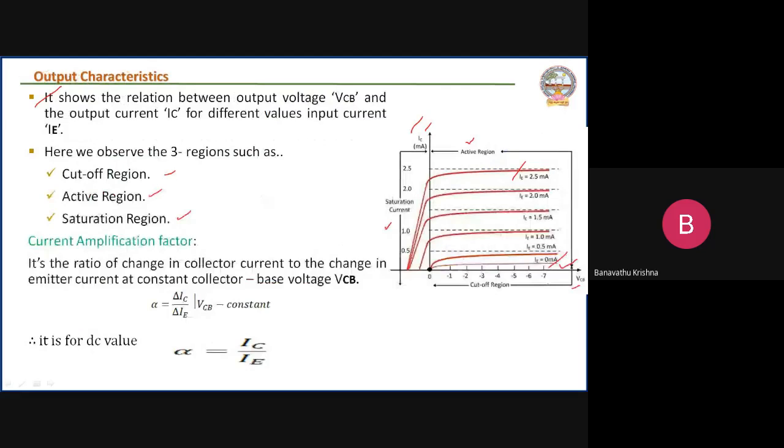Okay. So when the emitter base junction is reverse biased, the current due to majority carriers, that is IE, is zero. When the collector base junction is reverse biased, the current due to minority carriers flowing from the collector to the base is represented as ICBO. That is also a very small amount of current. It is negligible, practically zero.